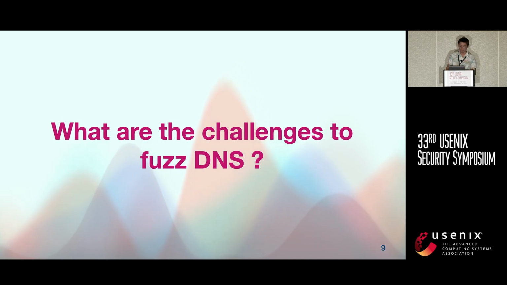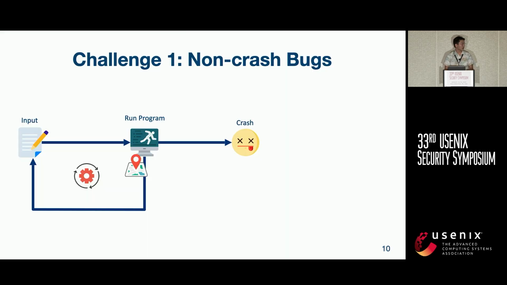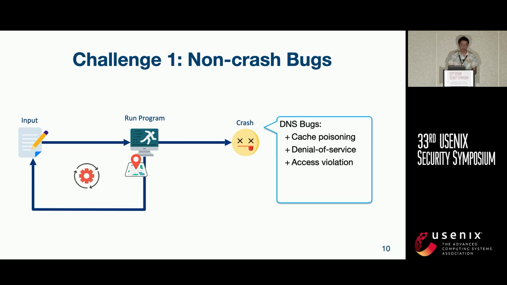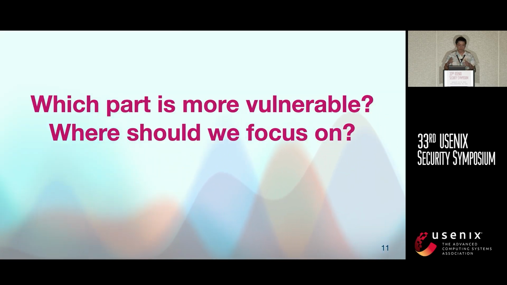We conclude three challenges. The first one is non-crash bugs. For DNS, a lot of bugs are not crashes. For example, cache poisoning, denial of service, and access violation are not always crashes. So how could we find those bugs, and how could we decide which bugs we should focus on?